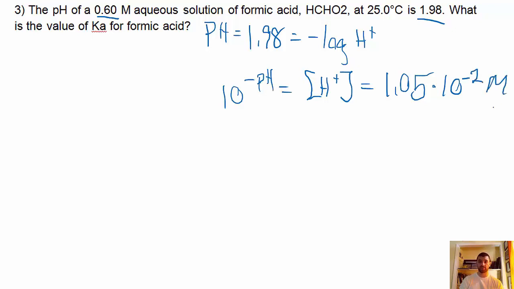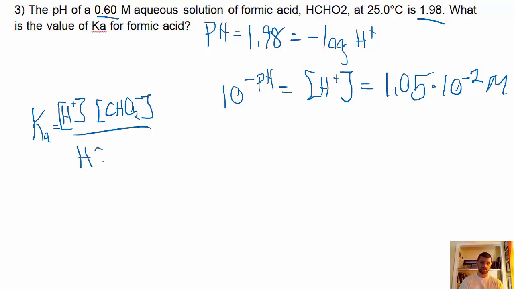So that's my molar concentration for H plus. All right, so let me figure out the Ka. The Ka expression should be H plus times CHO2 minus all over the undissociated, the stuff that didn't break apart, HCHO2.